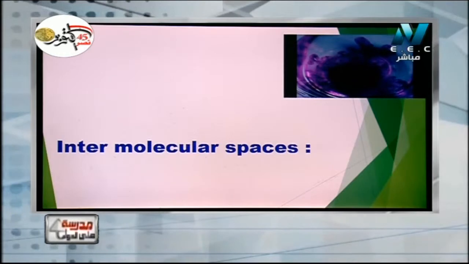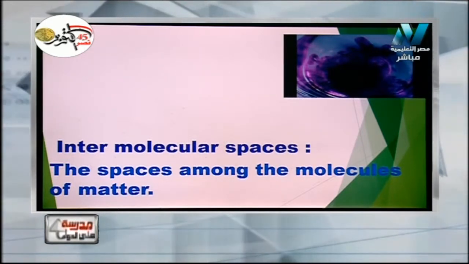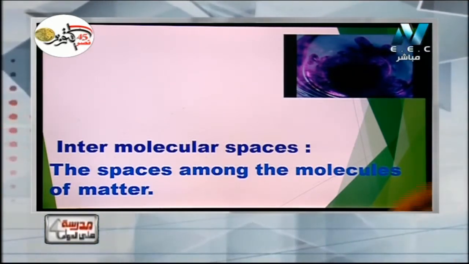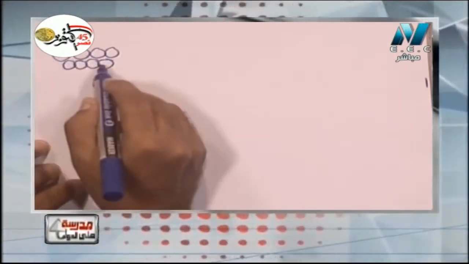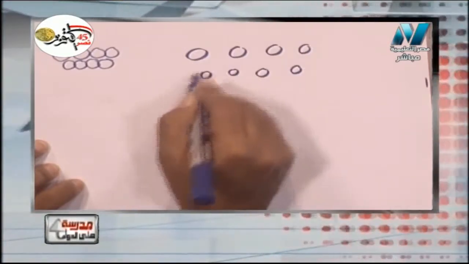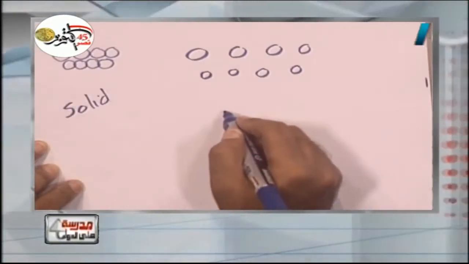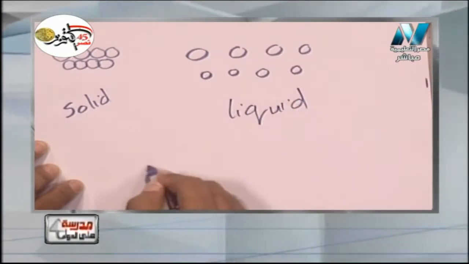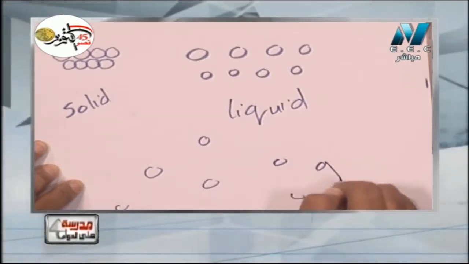Intermolecular spaces mean the spaces among the molecules of matter. As you see here, my dear students, each state of matter consists of molecules. These are molecules of matter, and these are molecules of another state of the same matter. This is solid, but these are molecules of liquid. And for gas, they are separated, they are far away from each other.